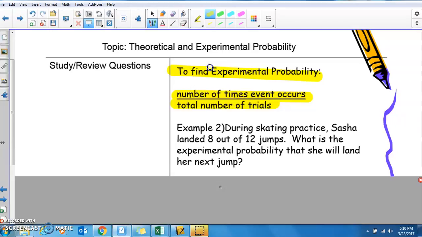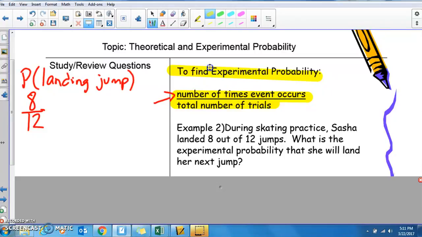So what has already happened is she landed 8 out of 12. So the number of times that event occurred is 8 times. She landed it 8 times. Out of the total possible trials or jumps that she took, 12. So my probability of her landing the jump would be 8 over 12. And 8 over 12 is going to simplify, divide each of those by 4, and you get 2/3 for that one as well. So the probability of landing the jump is 2/3.